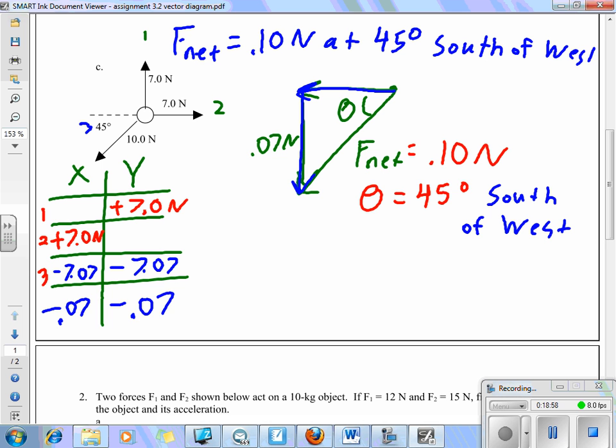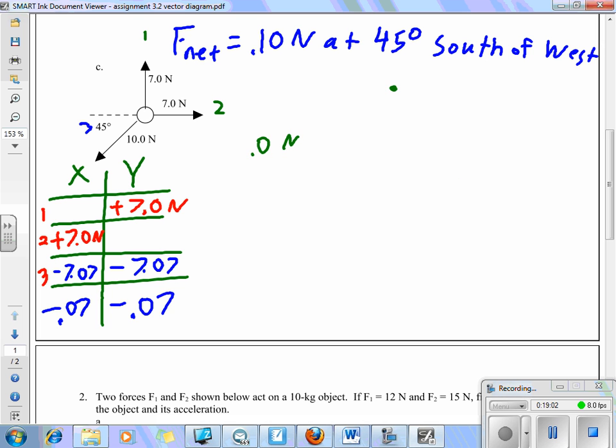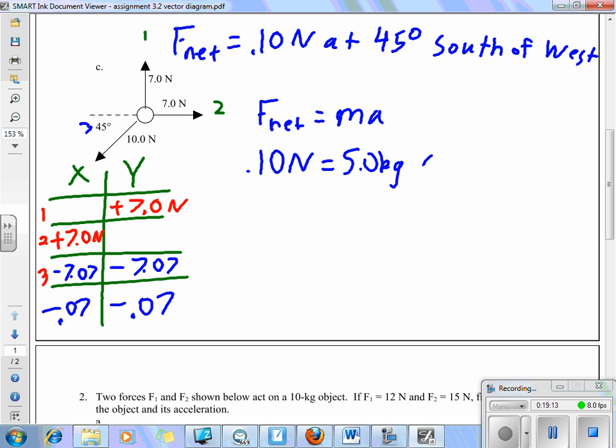The only thing left here is to figure out the acceleration of this object. And we know that the net force is equal to ma. Net force in this case was 0.10. The mass is still 5. And then for a, we must divide by 5.0 kilograms on both sides. And I believe you're going to find that this is 0.02.